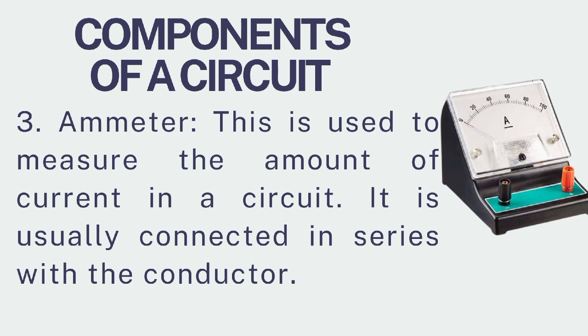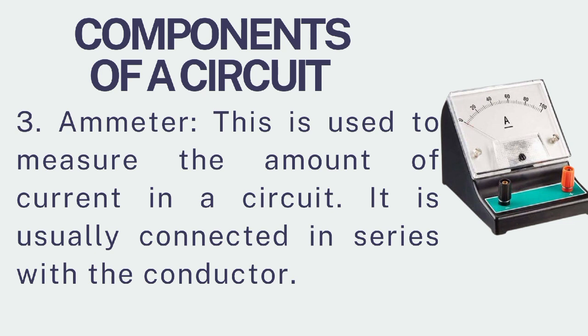Another component of a circuit is the ammeter. What an ammeter does is that it measures the amount of current in a circuit. It is usually connected in series with the conductors. It will also interest you to know that current is measured in ampere. So, your ammeter measures the amount of current in a circuit, and it is always connected in series with the conductors so that it can measure the amount of current in the circuit.